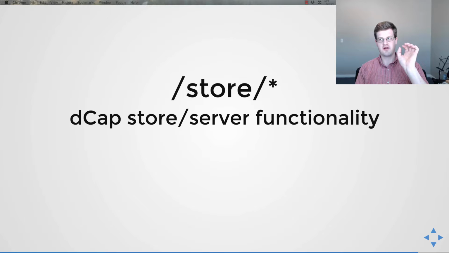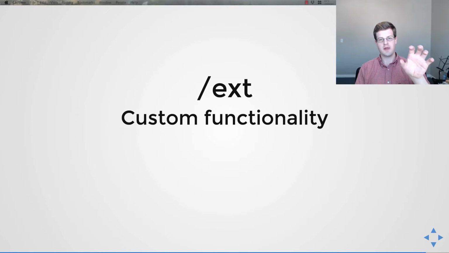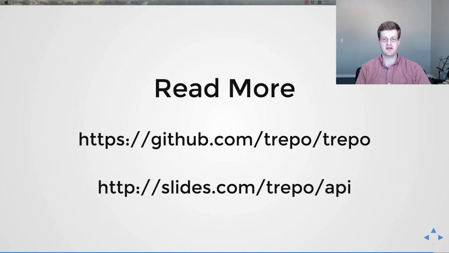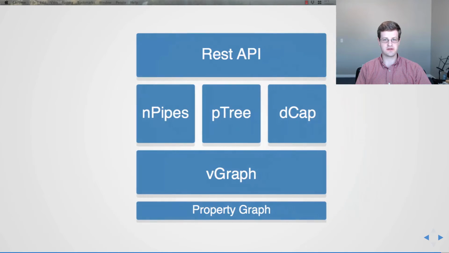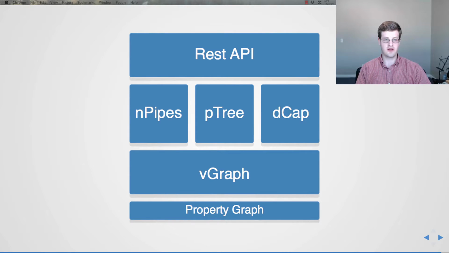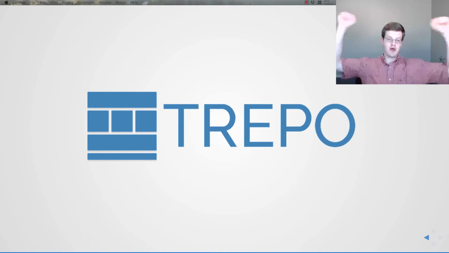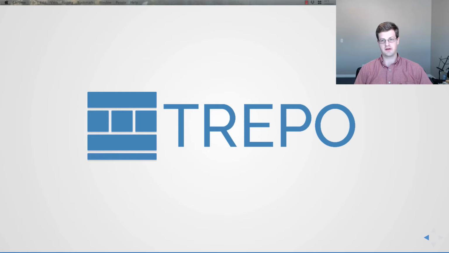You have the decap store and server functionality here. You have custom, a typical place for custom functionality. You can always go read more. And that, with the other two sections, is pretty much Trepo. You have the REST API, endpipes, ptree, decap, vgraph, and property graph on bottom. And that makes up Trepo. Ta-da! Yay. That was 6 minutes. Blew through that thing.